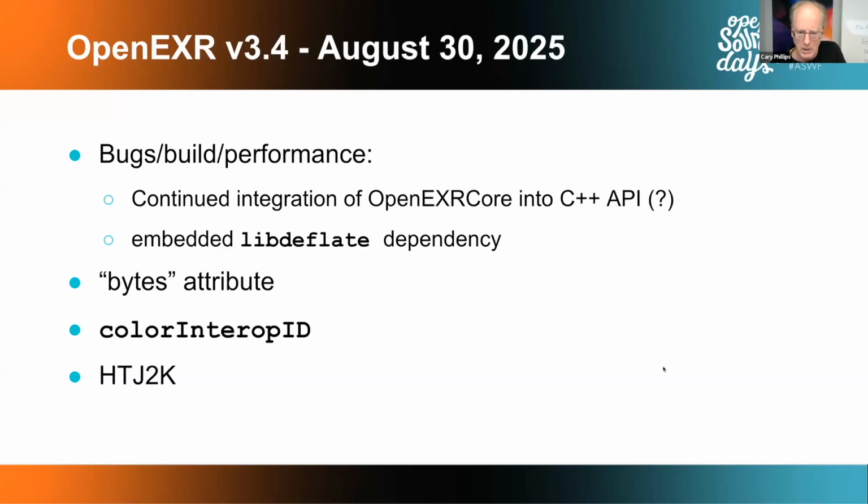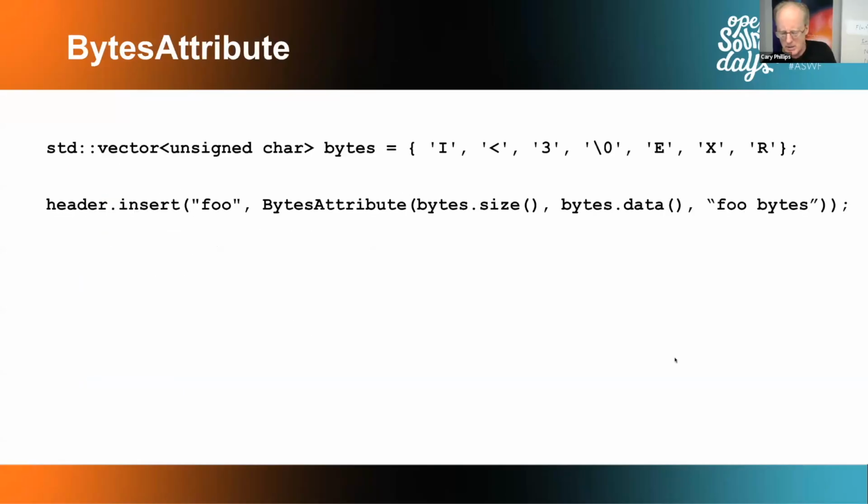One other small addition that I wanted to mention was a new attribute type, the bytes attribute. And this is a new attribute type that just holds a binary blob. The use case that precipitated this at ILM was to be able to store a pickled Python dictionary to pass around inside of an OpenEXR file as opposed to having to manage a sidecar file.